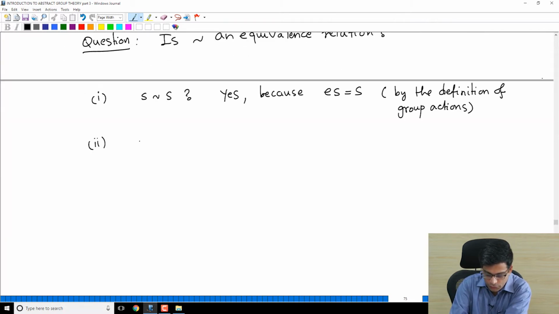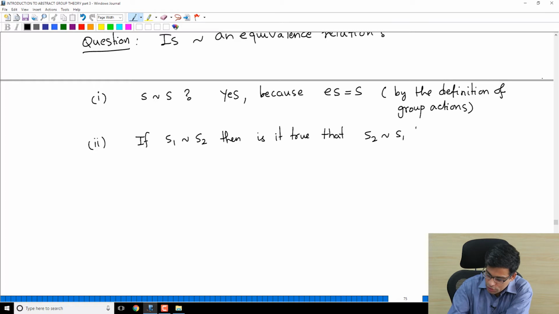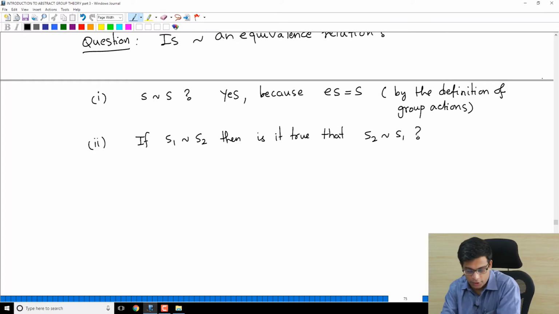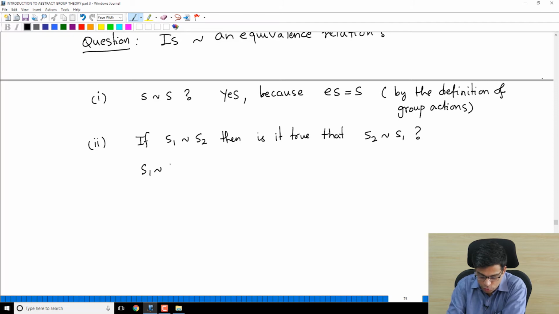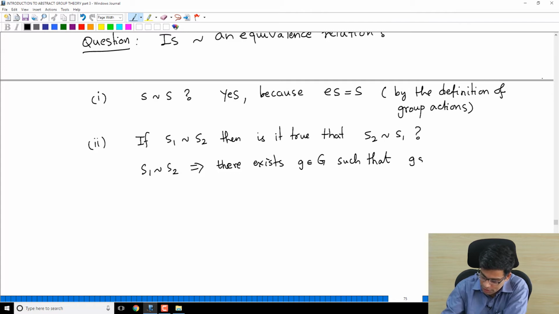Suppose s1 is related to s2. Then is it true that s2 is related to s1? This is the symmetry property. If s1 is related to s2, is s2 related to s1? So let's see. If s1 is related to s2, by definition there exists g in G such that gs1 is equal to s2.